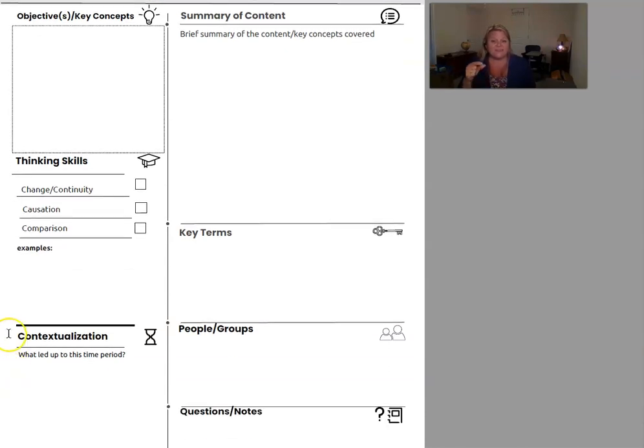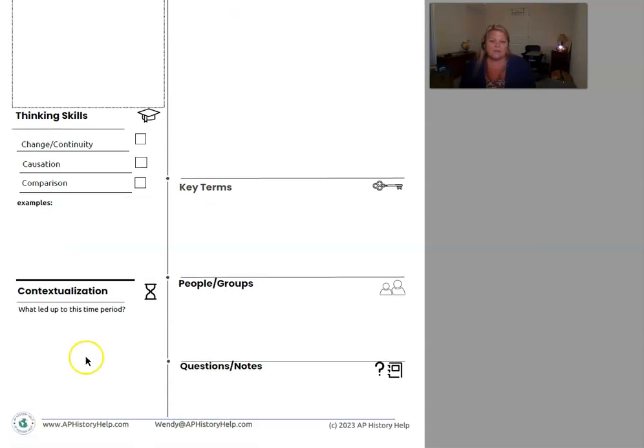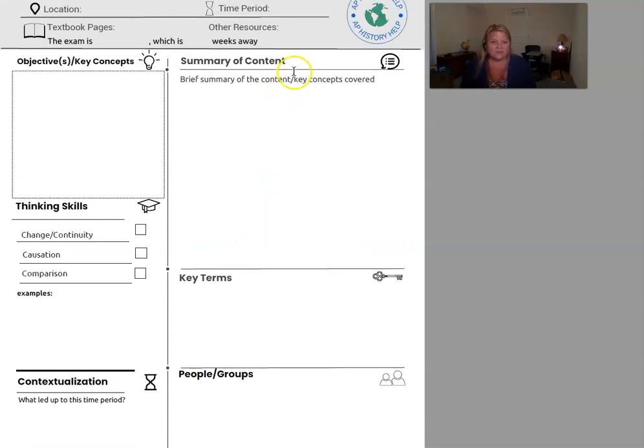Then below that, we have contextualization. Even the first week of the course, you should be contextualizing where you're starting in history. What happened that led up to that moment in history? And contextualization is a super important skill that you're going to need when you write your big essays on your AP exam. So you want to be aware every week what is the context of the time and place and people and ideas that you're studying. All right, so then we're going to go to the second column on the first page.